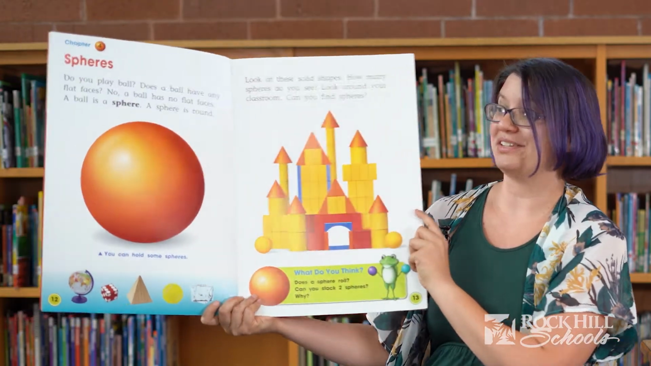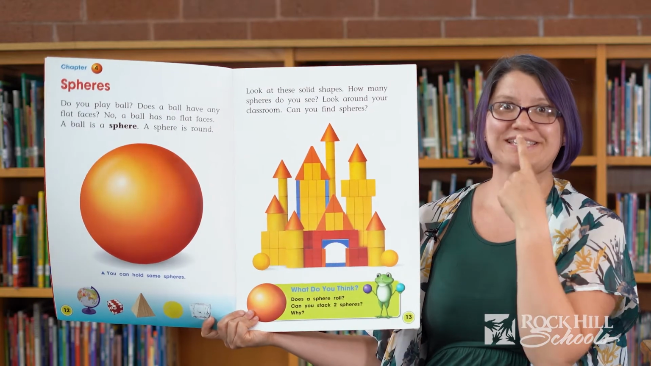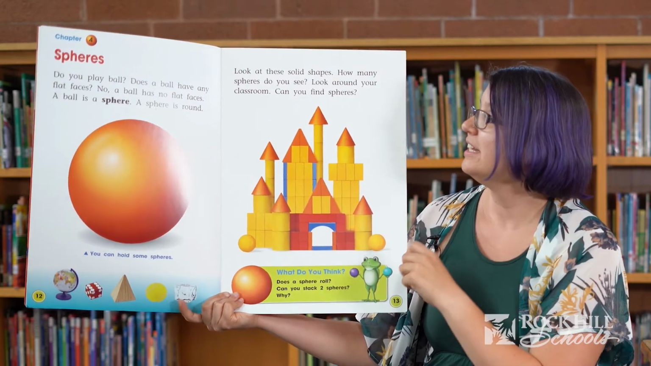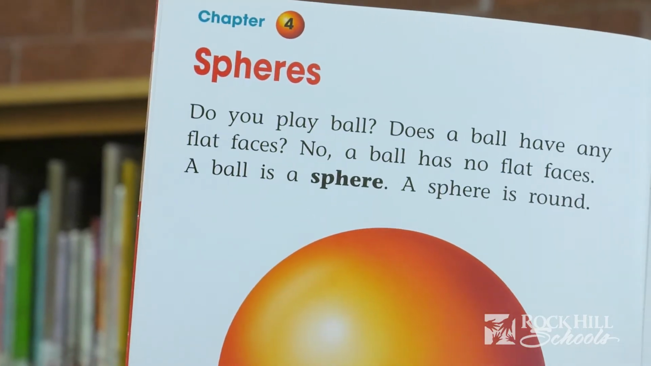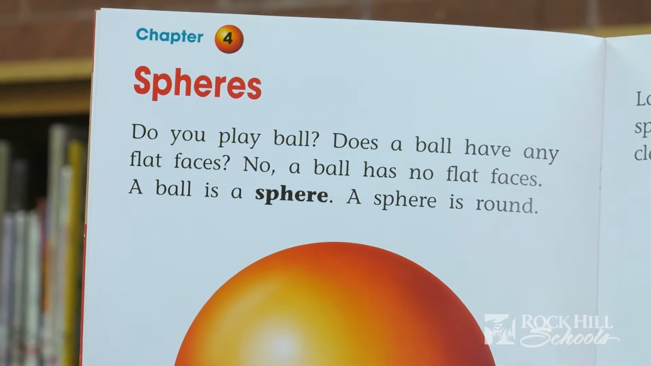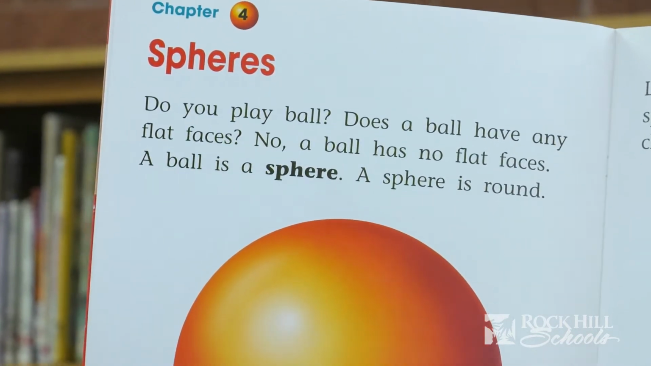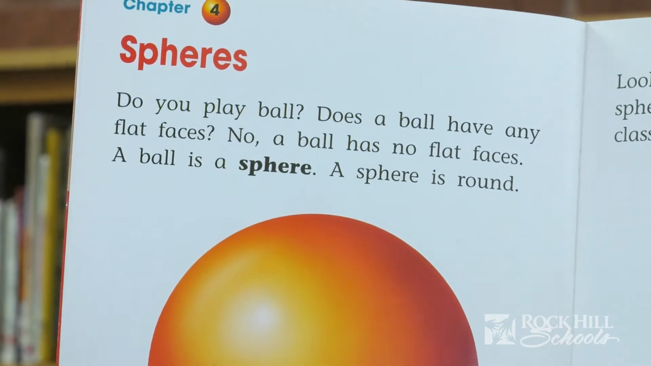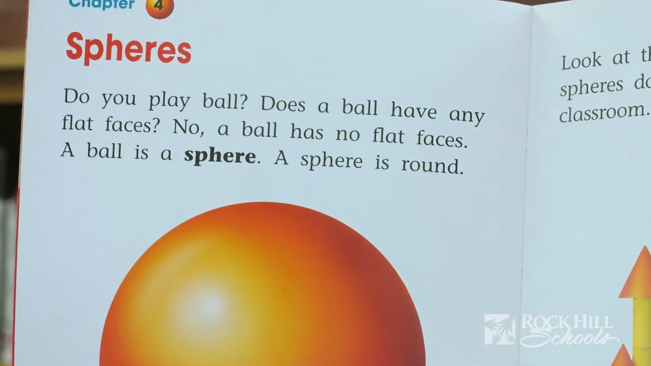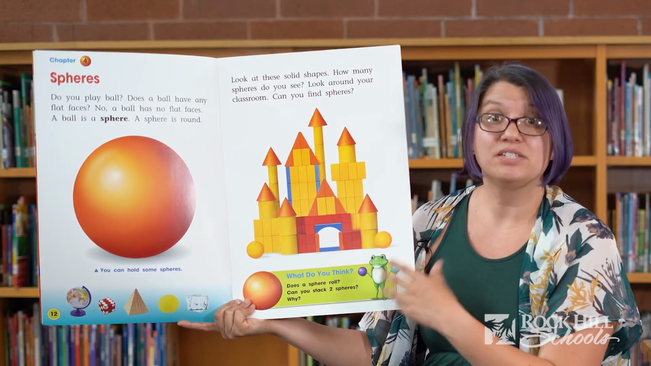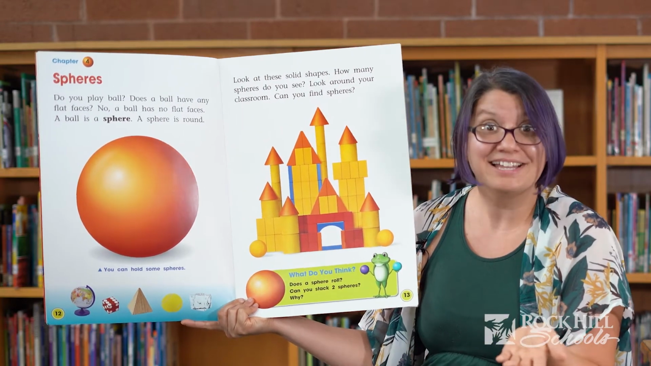And what was this one? Don't say circle. What is it? Yes, a sphere. Say sphere. Good. Do you play ball? Does a ball have any flat faces? No, it doesn't. A ball has no flat faces. A ball is a sphere. A sphere is round. So when you're looking at these 3D shapes, if it doesn't have any faces, what is it? Yeah, it's a sphere.